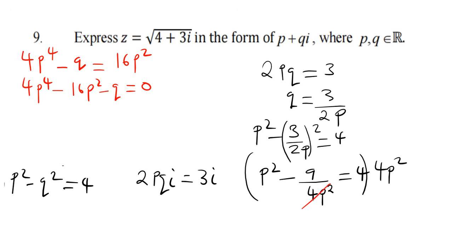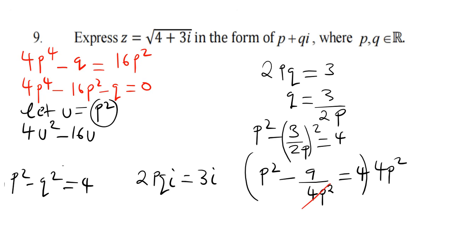Now that we've got this, we can choose any letter to simplify our expression. I can let u be equals to, let's say, p squared. So if u is equals to p squared, if I put it in this equation, I'm going to have 4u. Since this is squared, this is to the power 4. We're going to have 4u squared minus 16u, because p squared is equals to u, minus q is equals to 0. Now that we've got this, we can now solve this quadratic.